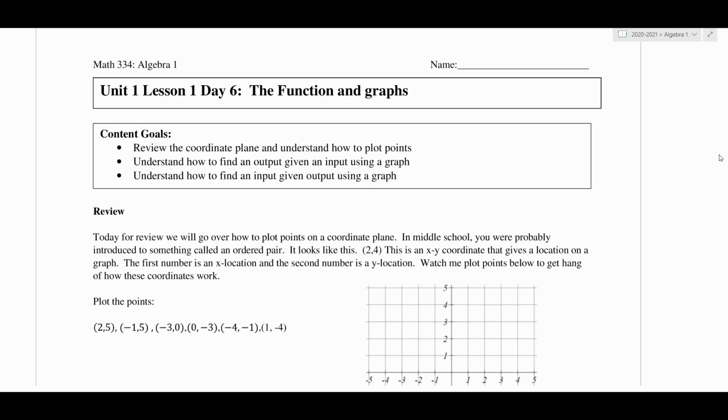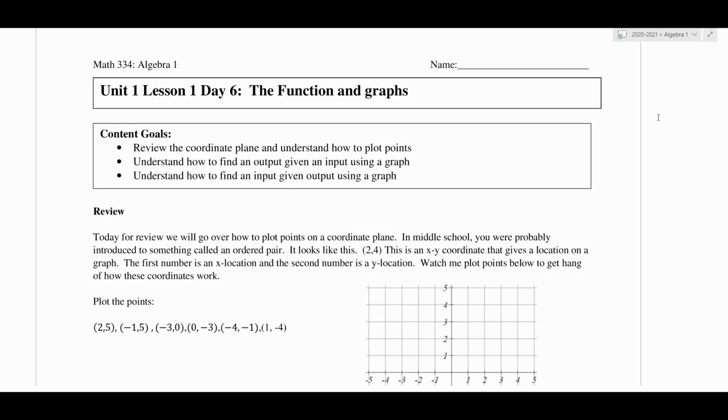Our goals for today are to review the coordinate plane and understand how to plot points. So if you forgot how graphs work, like with the XY coordinates and things like that, we're going to talk about that briefly and get a little bit of practice with that just to refresh your memories. And then we want to understand how to use the graphs of functions to evaluate them, right? So if I gave you an input, could you find an output, or could you find an input given an output using a graph? And sometimes using a graph can be a lot quicker than trying to use the rule, right, which we talked about at the beginning of this unit.